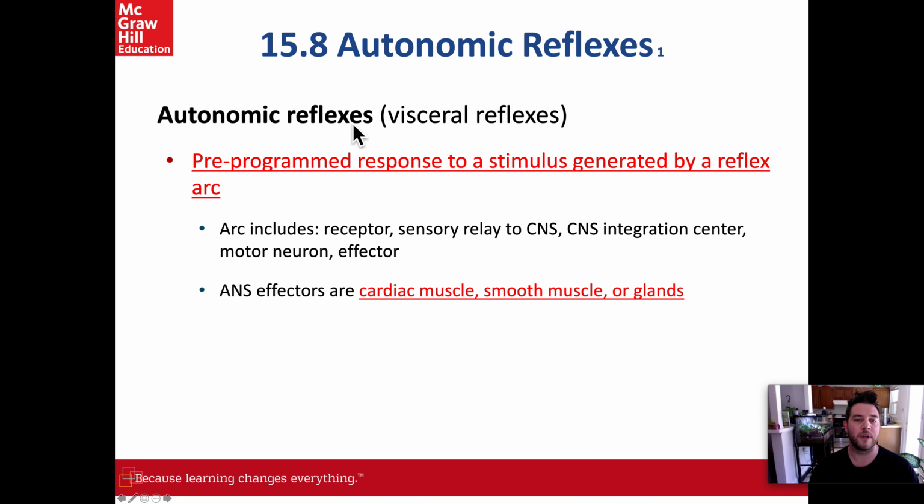All right, autonomic reflexes, your visceral reflexes, are pre-programmed responses to a stimulus generated by a reflex arc. We did reflexes, what was it, chapter 13, I think. So this should just be a little bit of a review. This is specifically in the autonomic nervous system. You still have a receptor that's going to be detecting the stimulus, sensory relay to your central nervous system, CNS integration, motor neuron, and then an effector. All ANS effectors are cardiac muscle cells, smooth muscle cells, or glands.